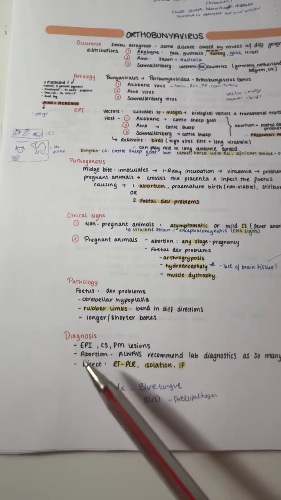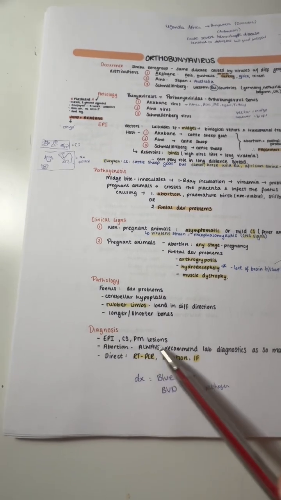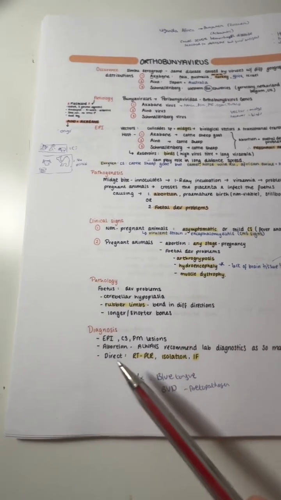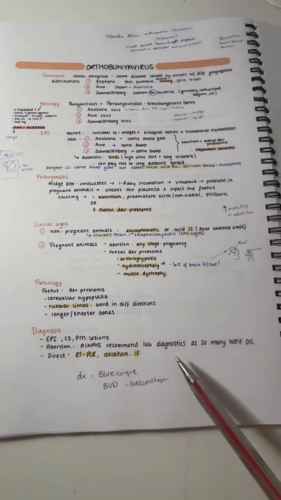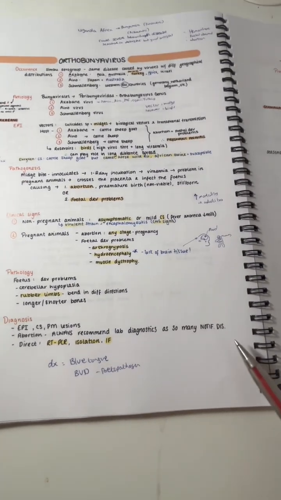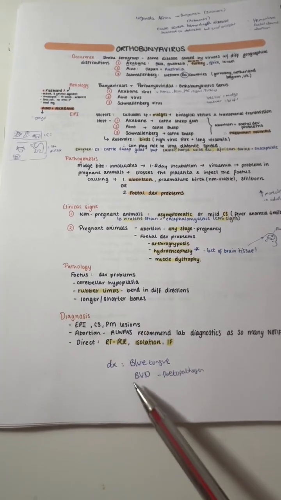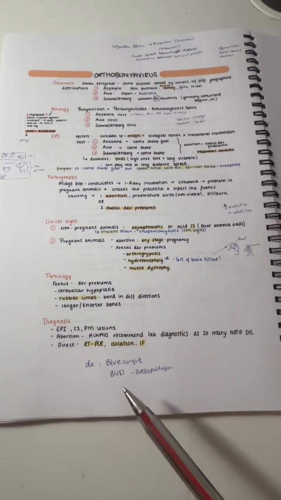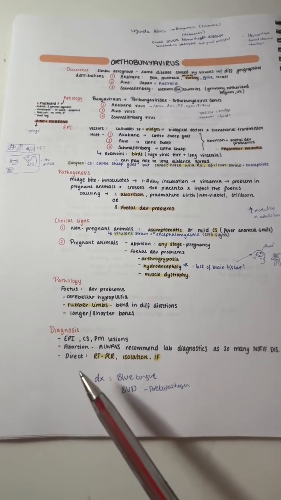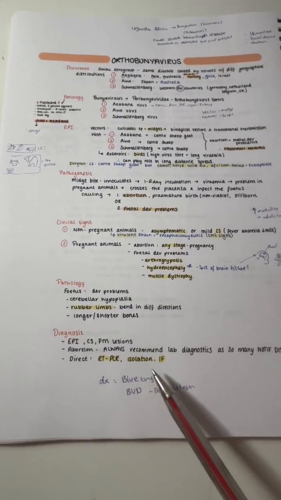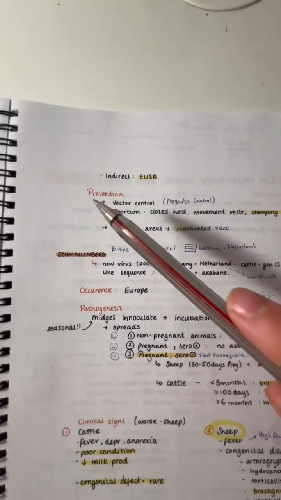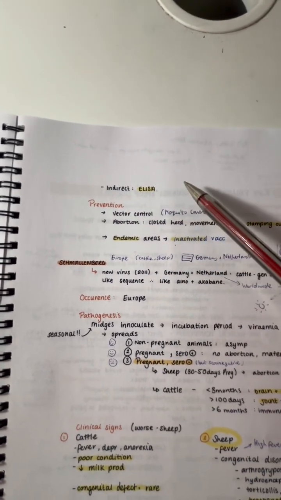For the diagnosis, we look at the epidemiology, clinical signs, post-mortem lesions. In abortion, always remember to do the lab diagnostics, as there are so many different notifiable diseases, such as bluetongue or bovine viral diarrhea. To detect the virus directly, do a real-time PCR, isolation, or IF. And to detect the virus indirectly, do ELISA.